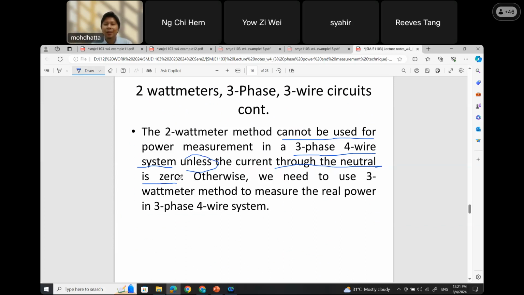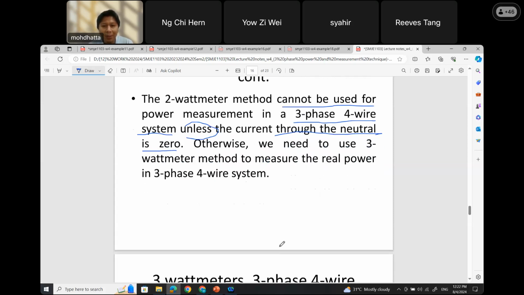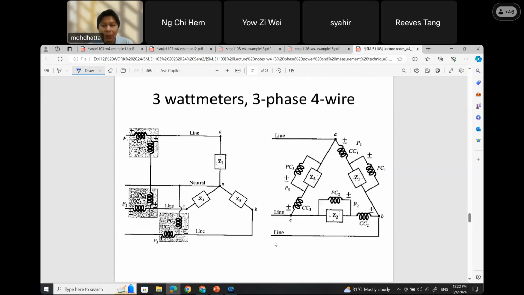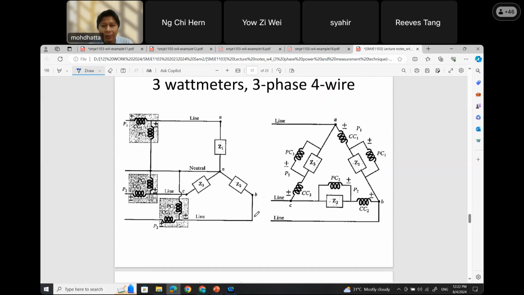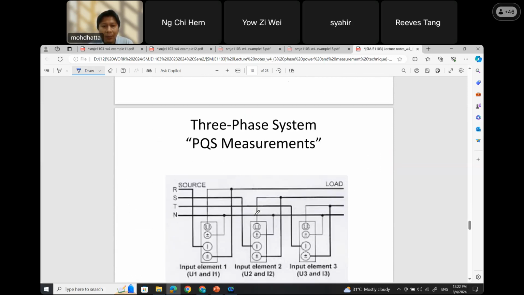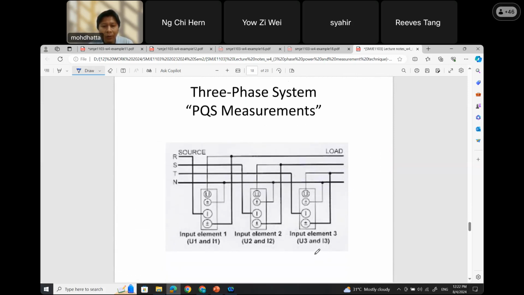an economical way, the best practice. Otherwise we need to use 3 wattmeters. The 3-wattmeter method is also discussed here, but we're not going to get into details on that one. There is also a more advanced PQS measurement, which specifically measures each of the quantities.